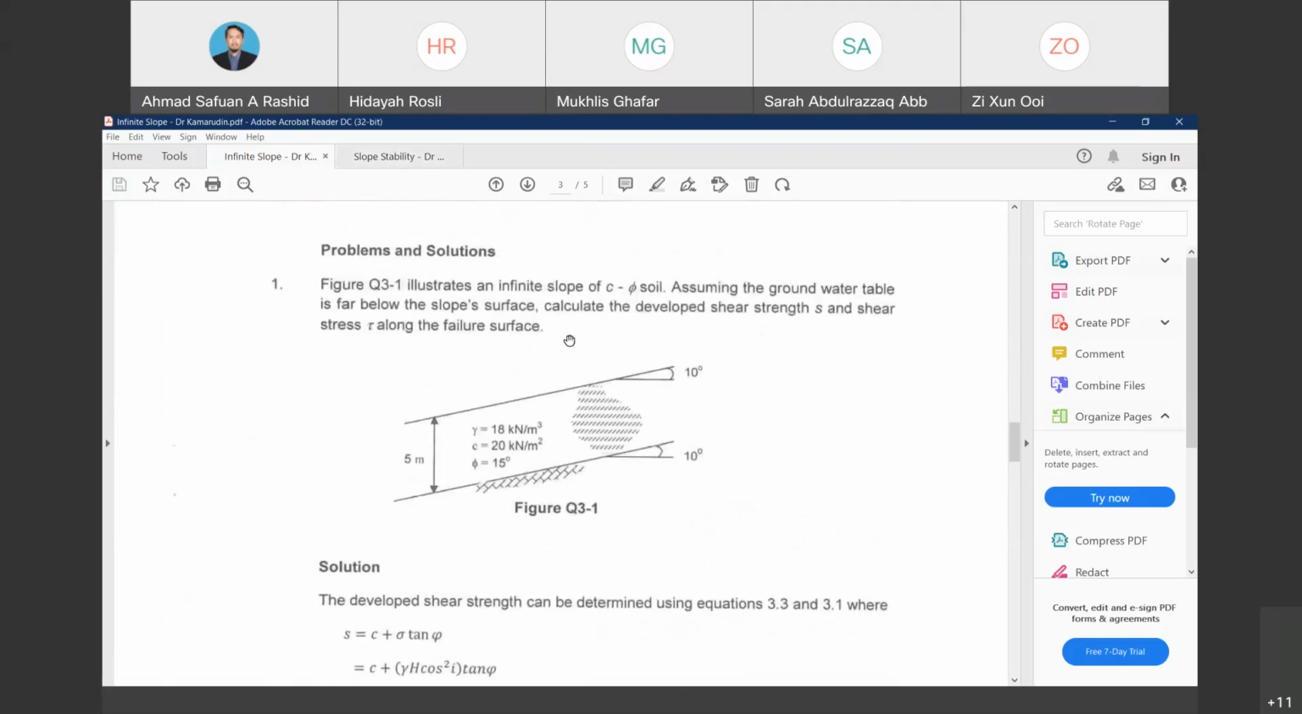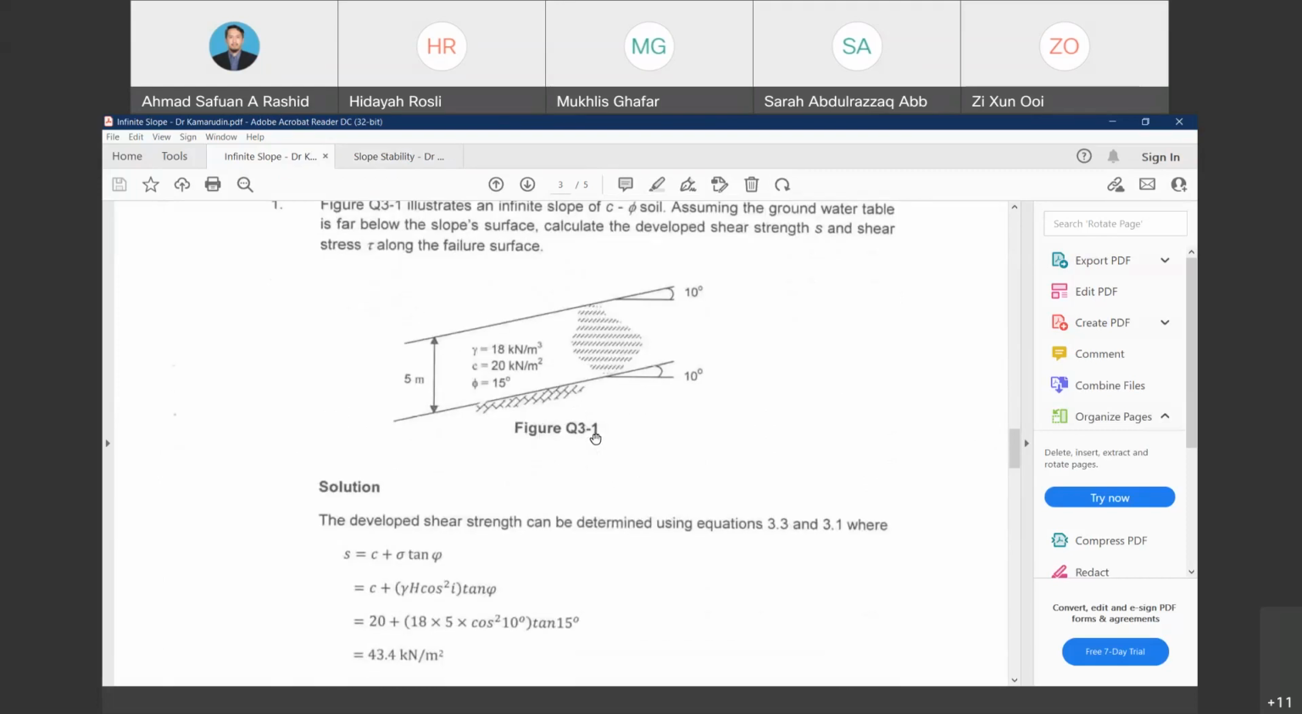So first we look at the first example. It's a straightforward example. Figure Q31 illustrates an infinite slope of c and phi soil. Assuming the groundwater table is far below the slope surface, calculate the developed shear strength S and the shear stress along the failure surface.